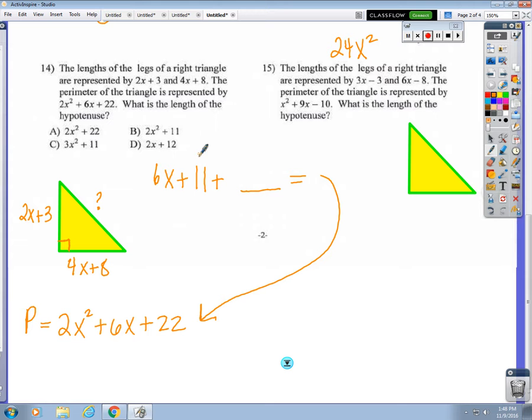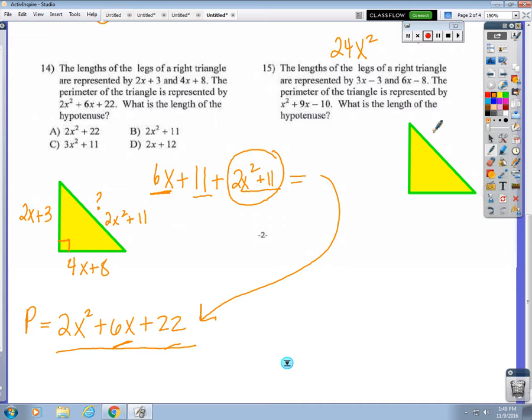So yes, you could just take this and subtract it from that, or you could just kind of look at it. To get 2x squared, when there was no 2x squared, don't you kind of have to add 2x squared? And then 6x remains 6x, so we don't need to add anything to that. And then to get from an 11 to a 22, what else has to be added? 11. So that is the length of the hypotenuse, 2x squared plus 11. And now if you added up all three of those, it would produce that trinomial.